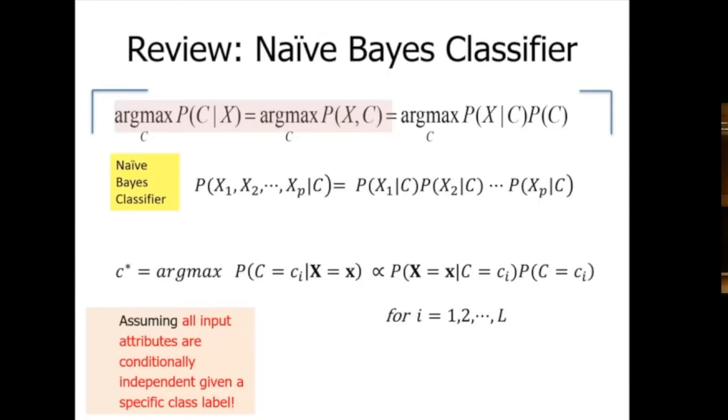And the naive-Bayes classifier, in fact, just makes the assumption that the joint conditional probability of x1 to xp is equivalent to each of the marginal conditional probabilities multiplied together.